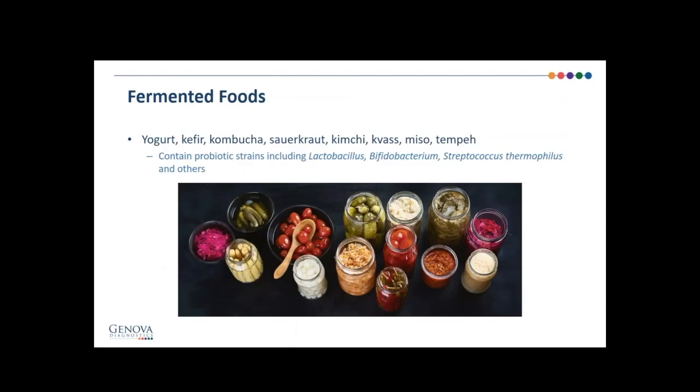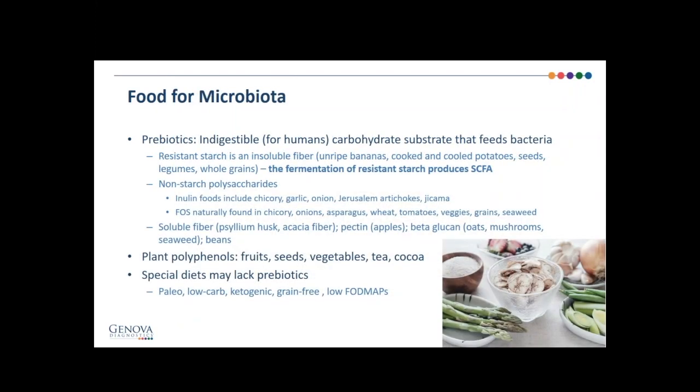So this is a list of a few fermented foods. If you want to work on your microbiome, you can get it from food, you can get it from supplements. So here I'm talking about the food. These different foods like fermented dairy, kombucha, miso, tempeh, they contain probiotics like lactobacillus and bifidobacterium and others. I don't want to get lost on this slide.